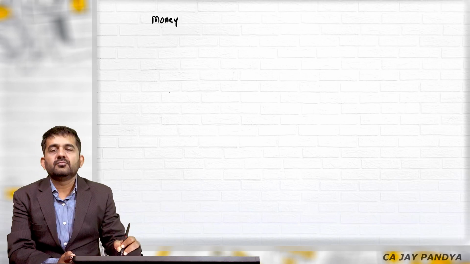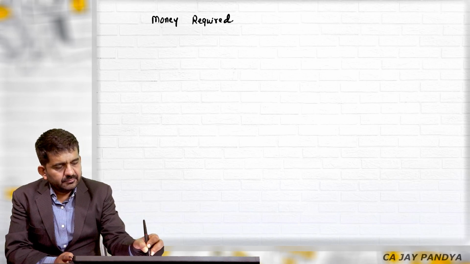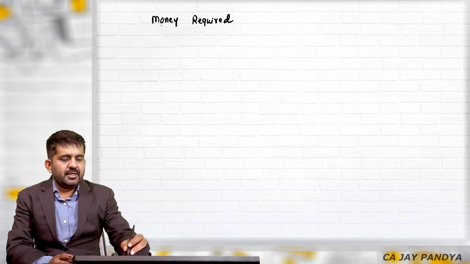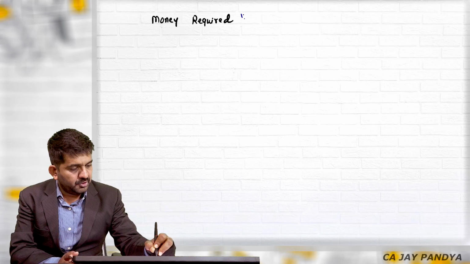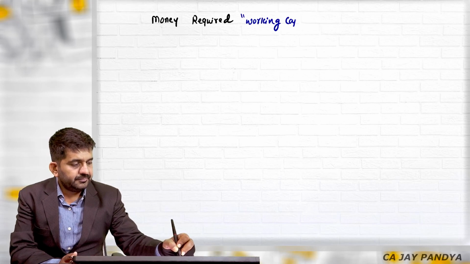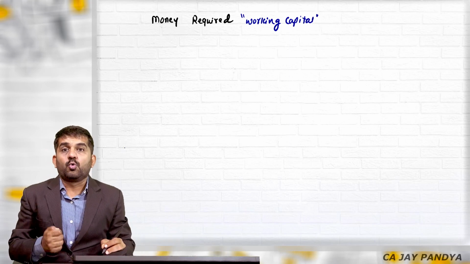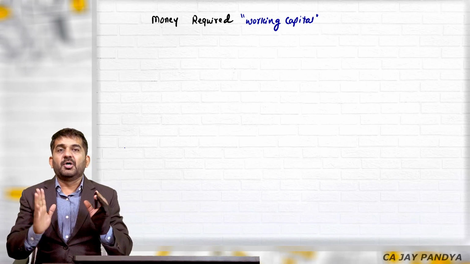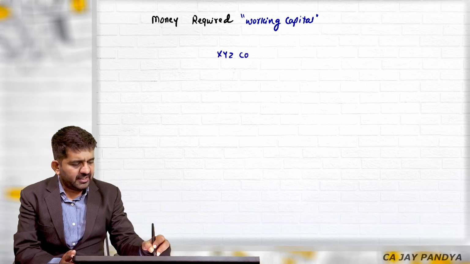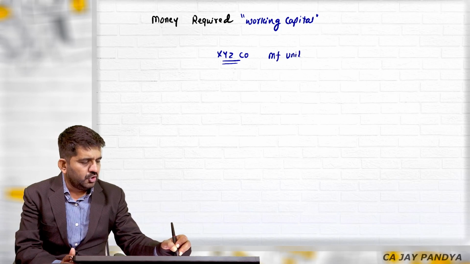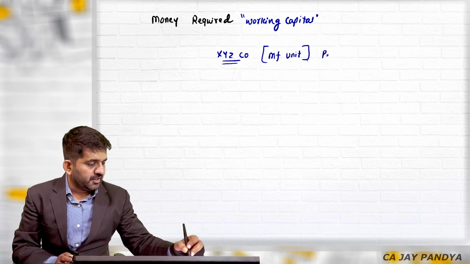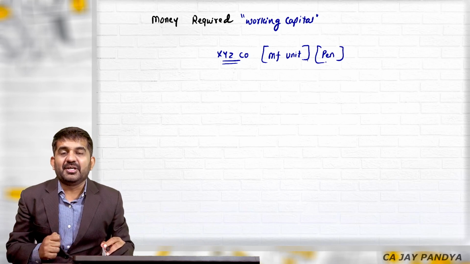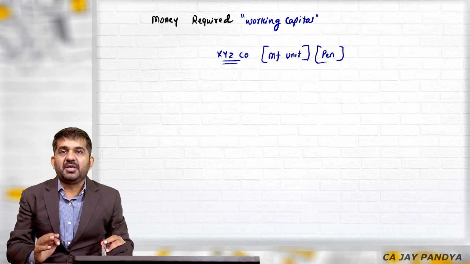Please understand, in any business, money will be required for purchasing raw material, payment of electricity bill, selling goods on credit, and money will be required for this particular working capital. So let us try to quantify it. How much money will be required for the working capital in a particular business, say the business of XYZ company, which is a manufacturing unit? What is this company manufacturing? Say this type of pen. What will be the working capital requirement of this XYZ company manufacturing pens?